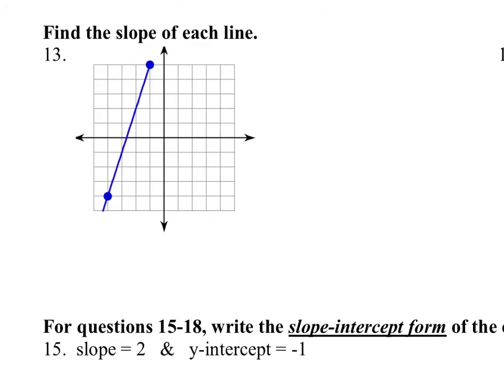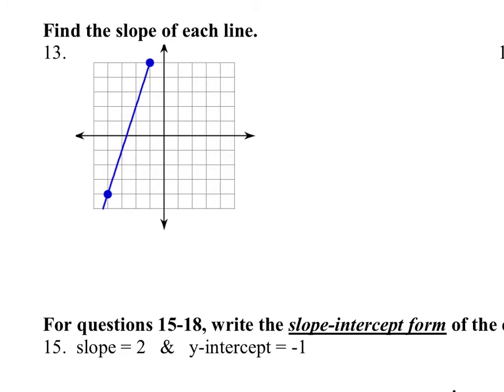Okay, find the slope of each line. Well, this one's nice. We have to go from one coordinate to another. So we make a slope triangle. So I'm going to go down and over. And I go down 1, 2, 3, 4, 5, 6, 7, 8, 9. I go down 9, which is a negative movement. I go left 1, 2, 3. And left is a negative movement.